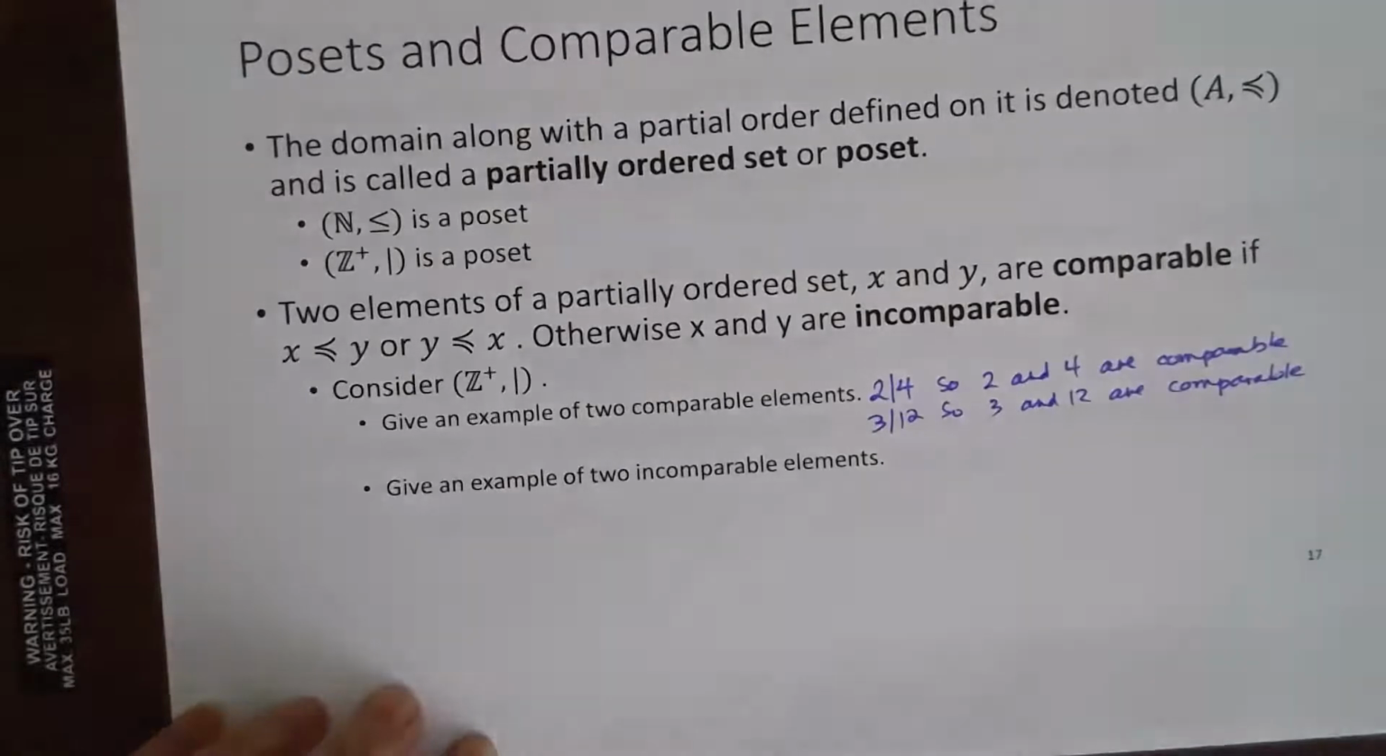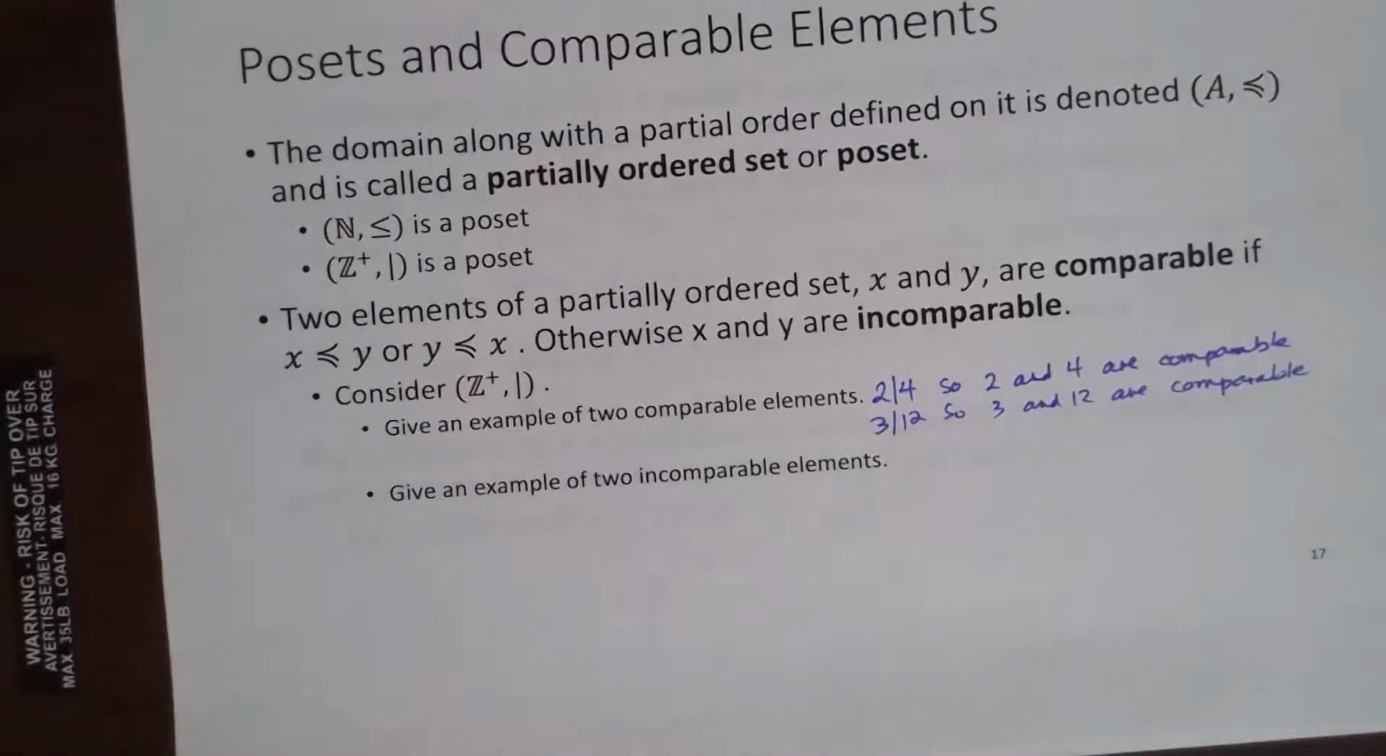But it's not true that I can always find a divides relationship for every possible integers that I pick. So let's find some that are not comparable, where I couldn't say that the first one divides the second one, or the second one divides the first one. Neither of them divide each other. So what are some examples here?